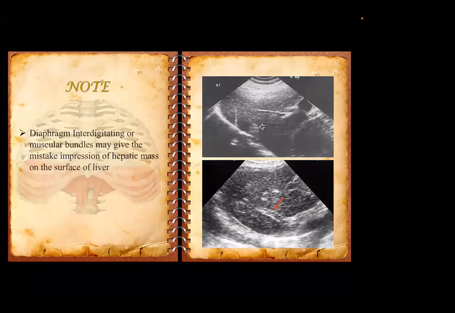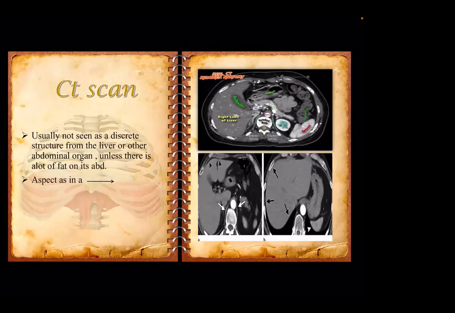Diaphragm interdigitations or muscular bundles may give the mistaken impression of a hepatic mass on the surface of the liver. Like in this picture, this echogenic lesion extended from the diaphragm, this is a muscular bundle from the diaphragm, not a hepatic mass. An echogenic tubular lesion in the liver is also an extended muscular bundle from the diaphragm. CT scan.